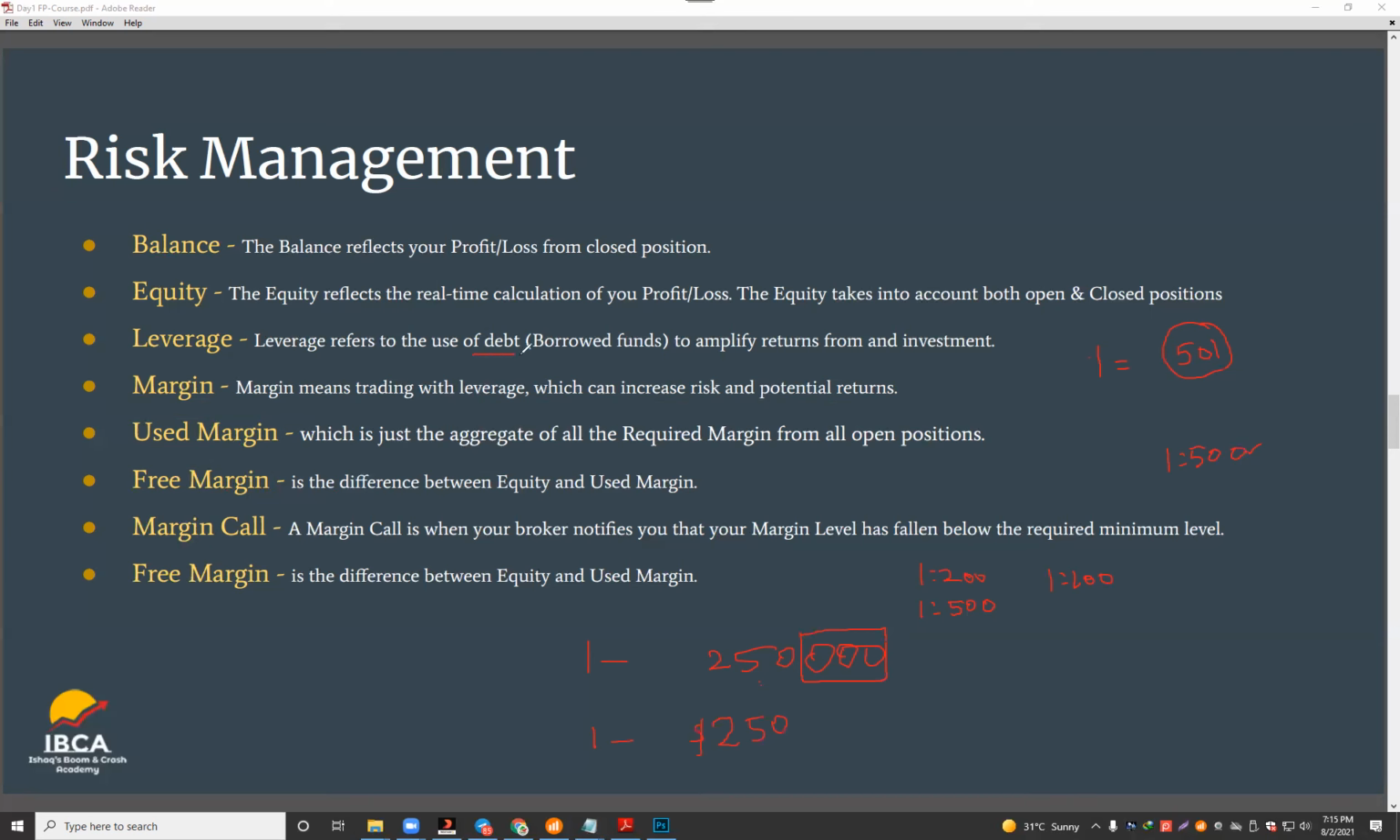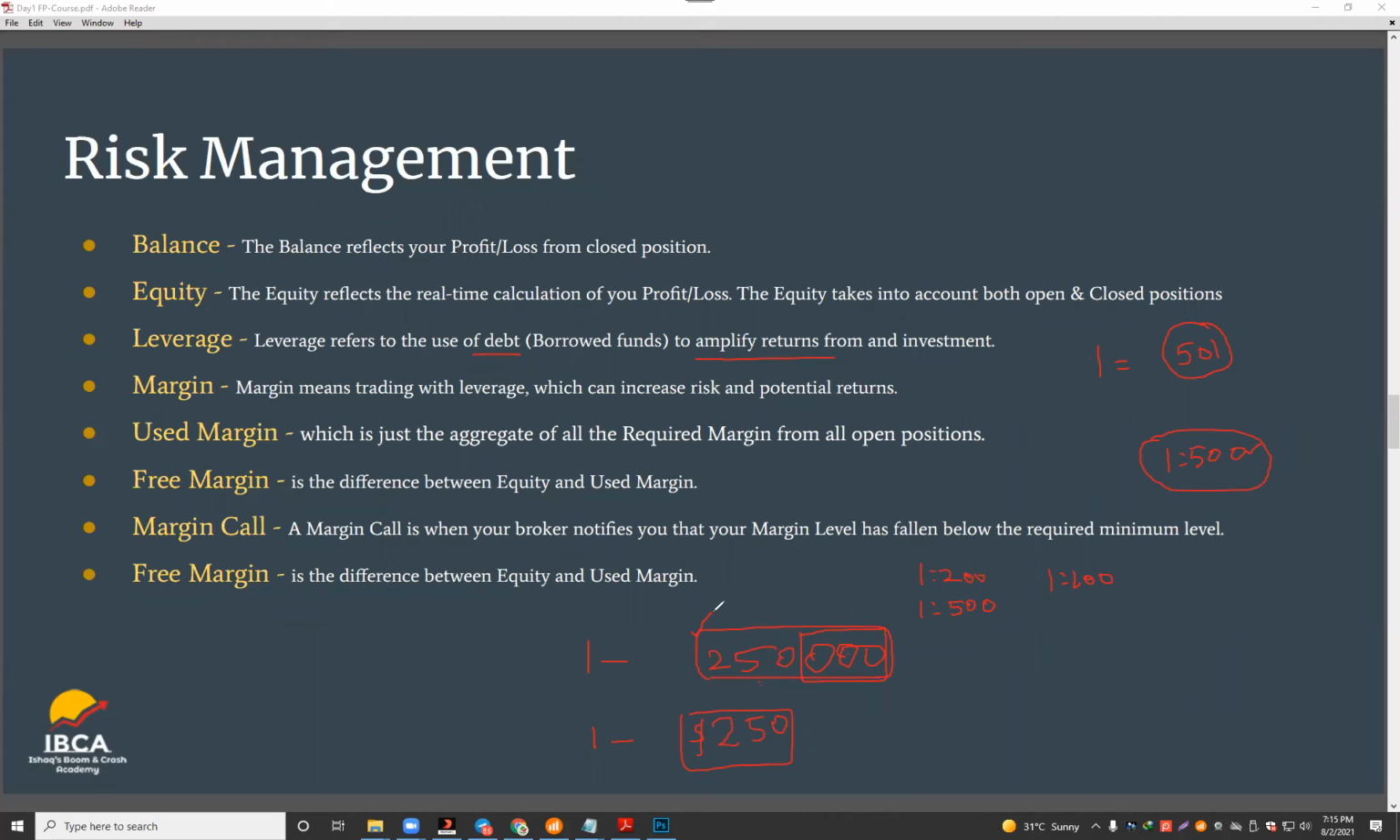Leverage is a debt, borrowed funds from the broker to amplify the returns from your investment. If you don't want the leverage, then how much do you need to invest? $250,000, right? But with $250,000, how much worth of equity can you purchase? $250,000, right? Yes, sir. So that is leverage.